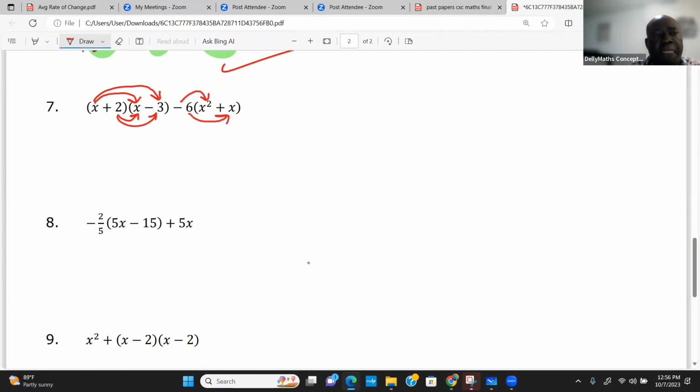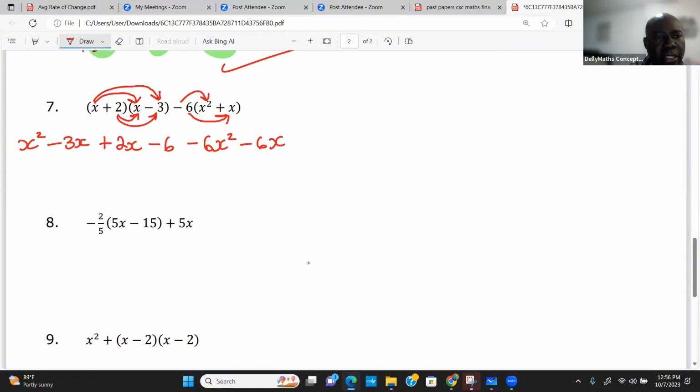So let's do that. x times x will give me x to the second. x times -3 will give me -3x. 2 times x will give me positive 2x. 2 times -3 will give me -6. -6 times x squared will give me -6x squared. -6 times x is -6x.